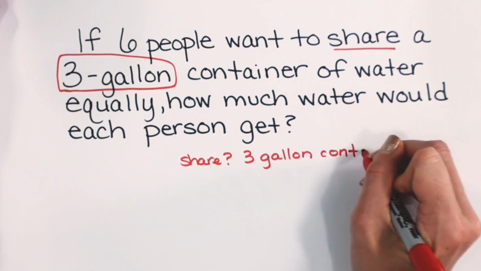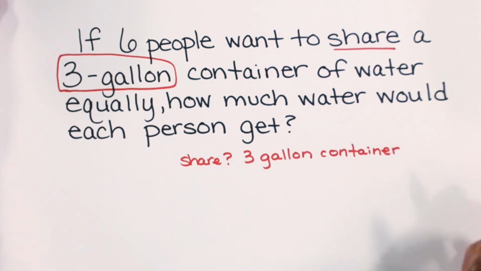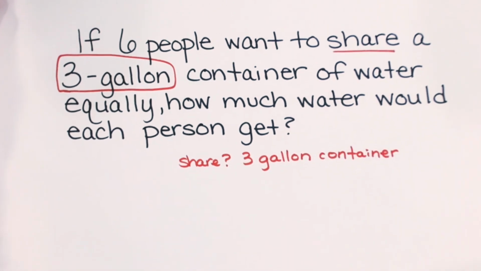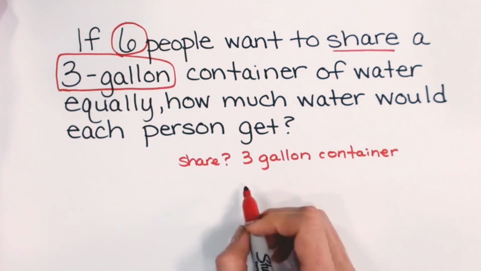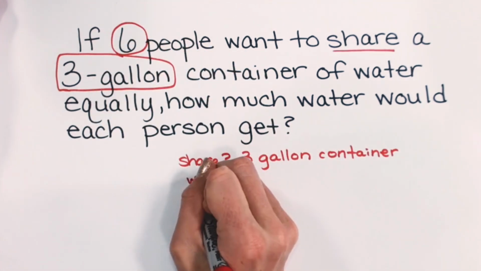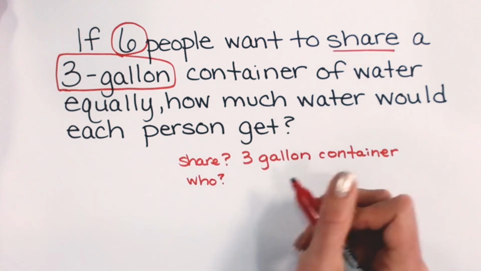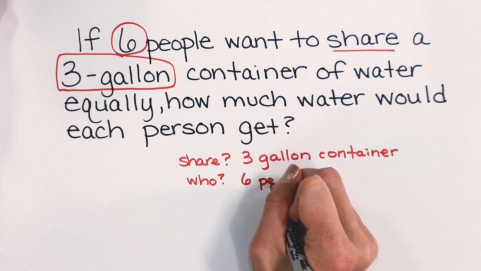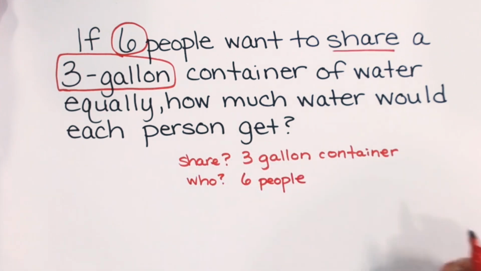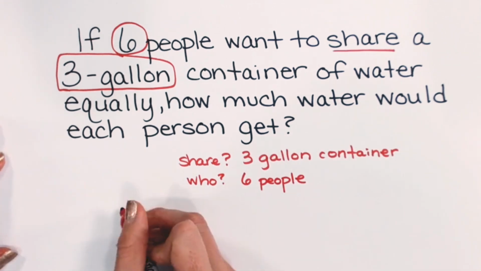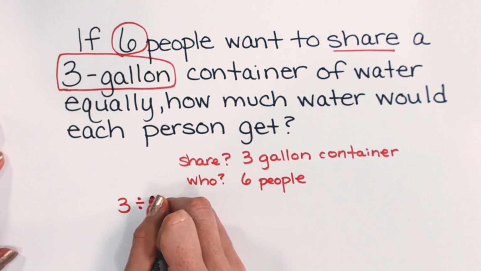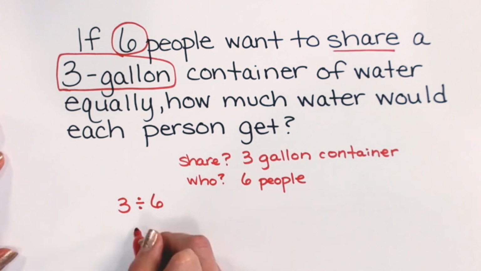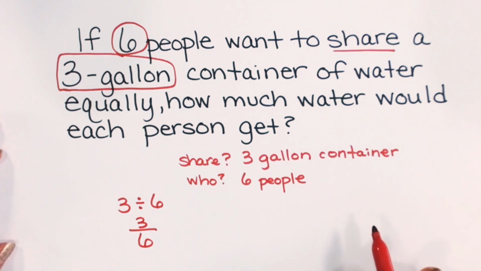And then who or what is doing this sharing, or how many pieces do we need to cut this up into? Well, 6 people are sharing this 3-gallon container. So as a division problem, I have 3 gallons of water being divided up or shared by 6 people. So if I write this as a fraction, I have 3/6.